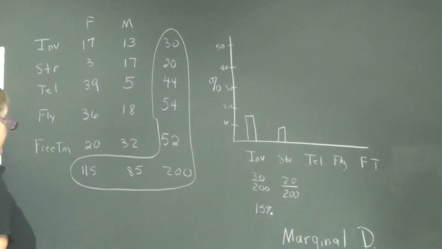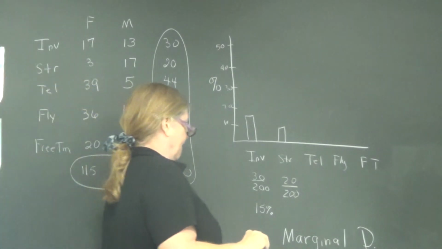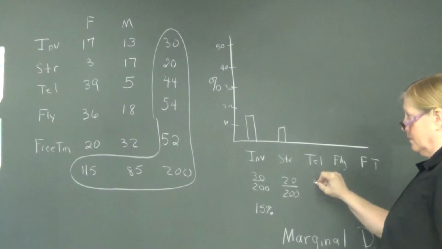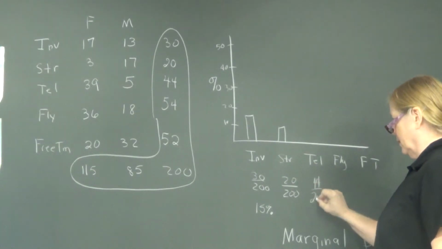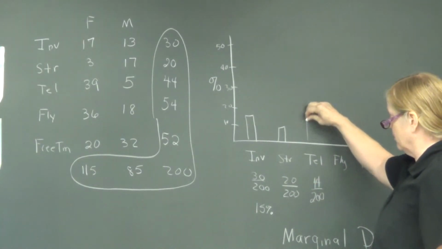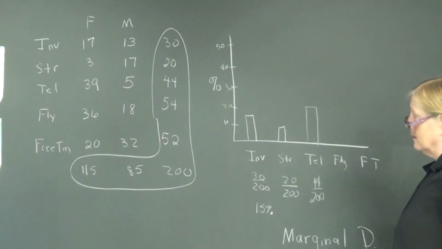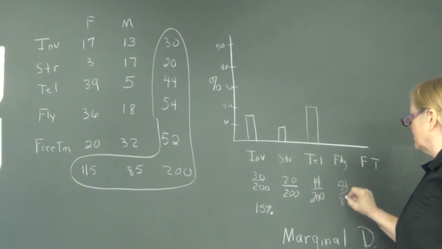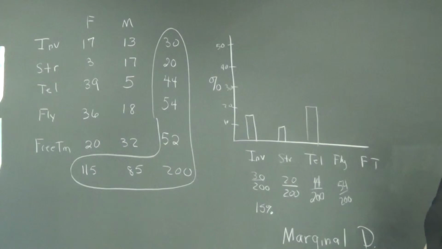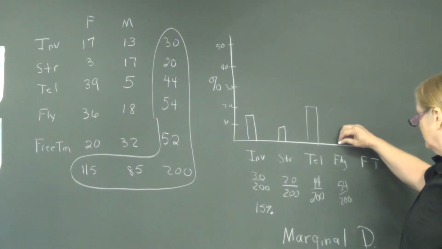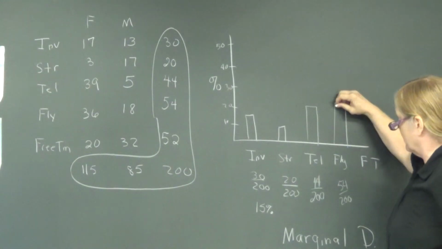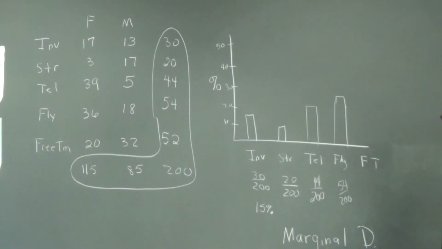All right. Bailey, telepathy. That's going to be 44 out of 200. So it's 22. Allie. That's going to be 54 out of 200. So that's 27. What did we decide? 27. Yeah. All right, mine are on the board. It's not really lining up too good.